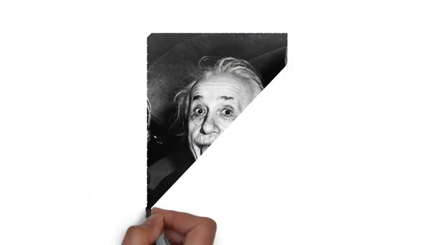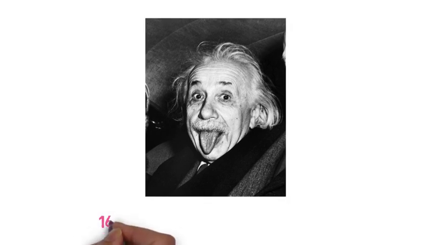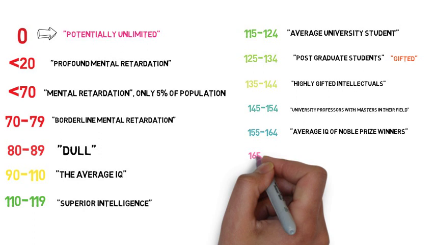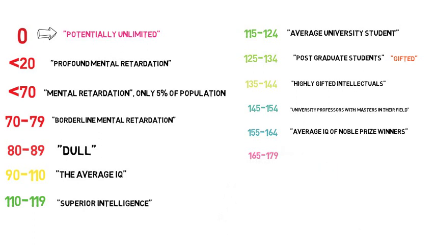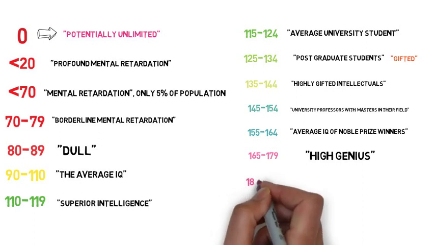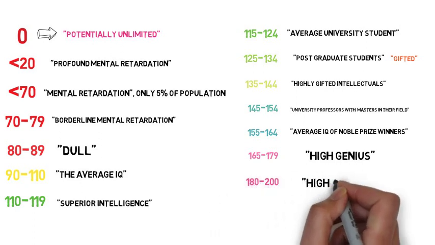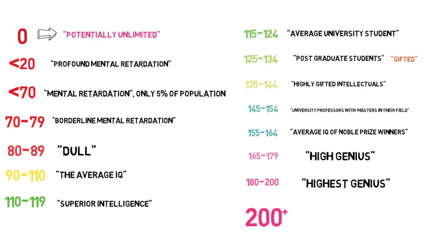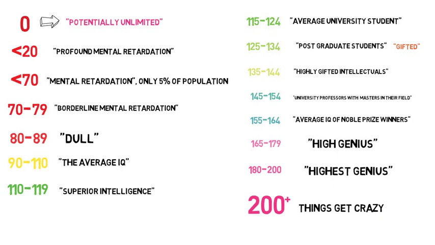Einstein, arguably the most famous physicist ever, was considered to have an IQ ranging between 160 to 190. However, this is an estimate as he never actually took the test. An IQ of 165 to 179 is loosely labeled as high genius, while an IQ of 180 to 200 is labeled highest genius. Now, after 200 IQ, things get crazy. These people are extraordinary and have insane learning abilities.